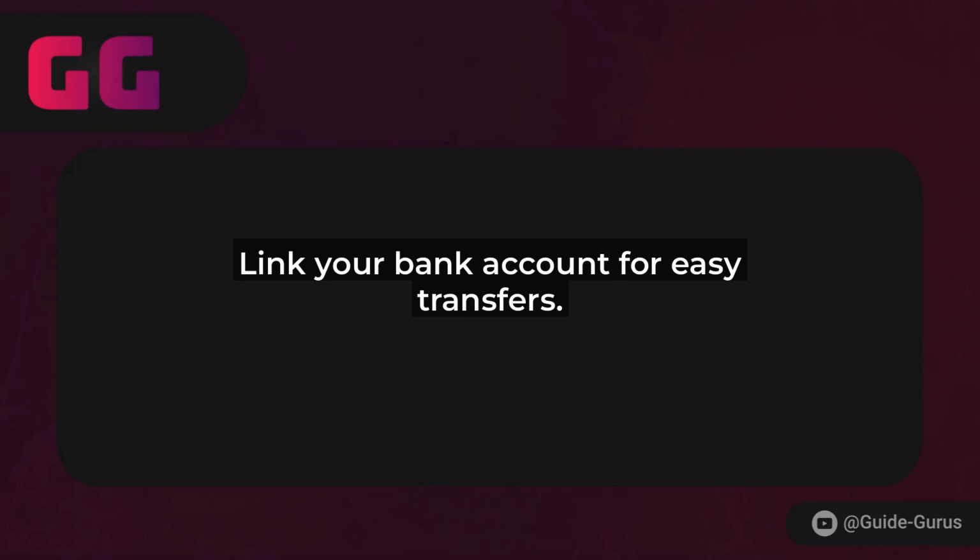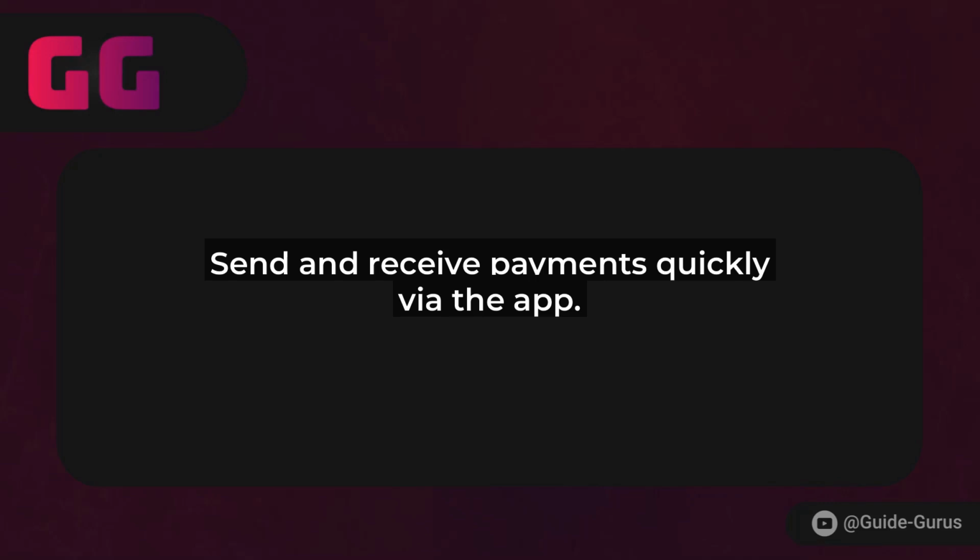Step 1. Download the app. Head to your App Store, search for Cash App, and install it on your phone. Once it's downloaded, open the app and sign up with your email or phone number. You'll need to create a unique cash tag, which is like your username for receiving payments. Make it something memorable for your business, like your business name.